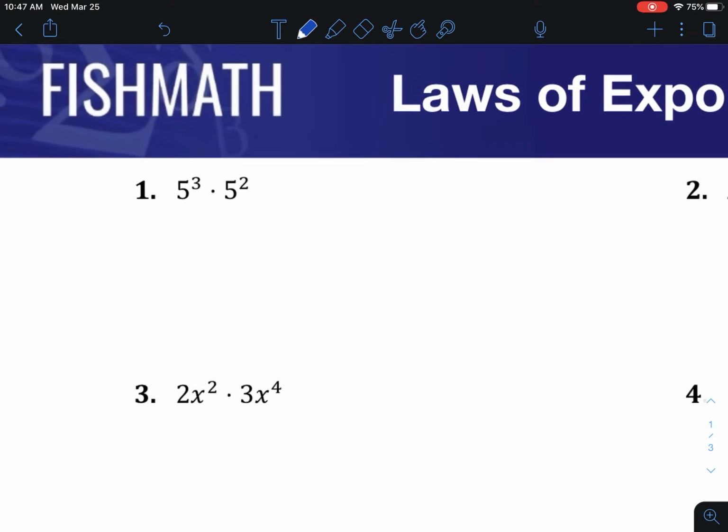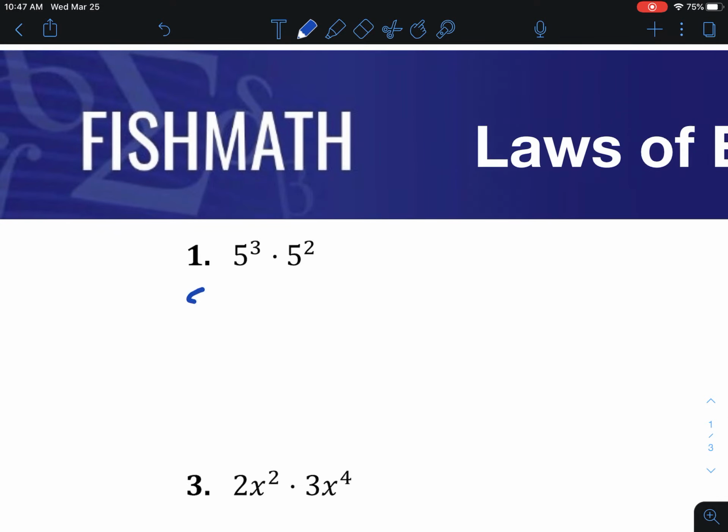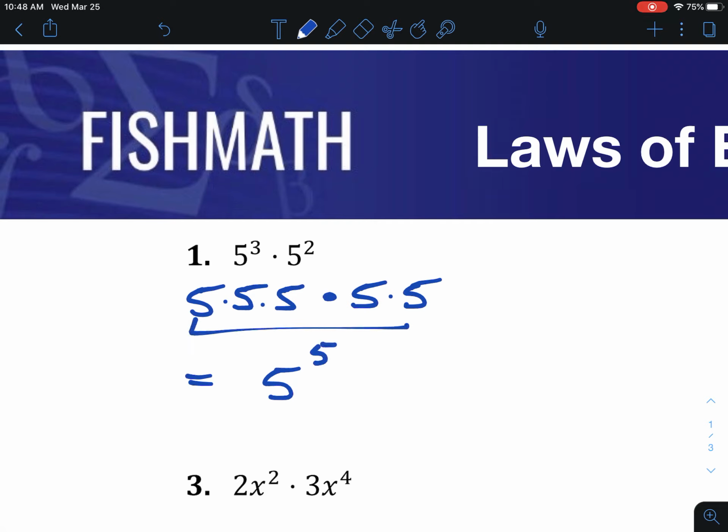So 5 cubed, what that means is 5 times itself 3 times. And then 5 squared, very similarly, would be 5 times itself twice. And then those two are being multiplied. It really comes down to just counting. How many 5s do you see being multiplied? Well, there are 5 of them, so the shortcut is 5 to the 5th, because there are 5 of these, so that 5 is the exponent, 5 to the 5th.